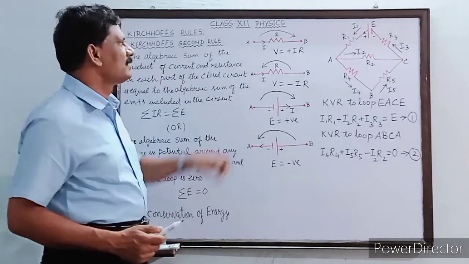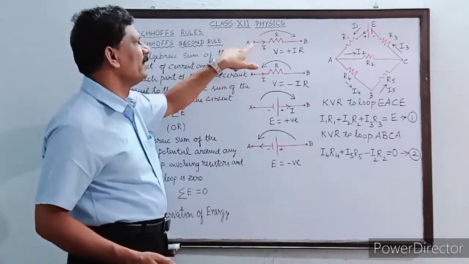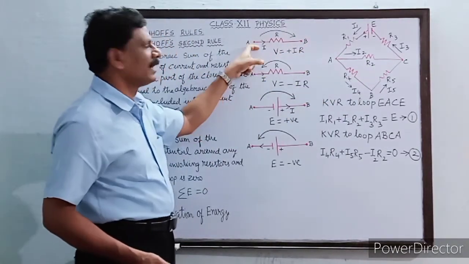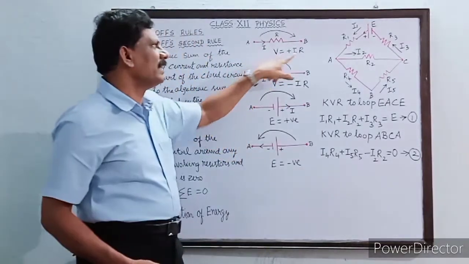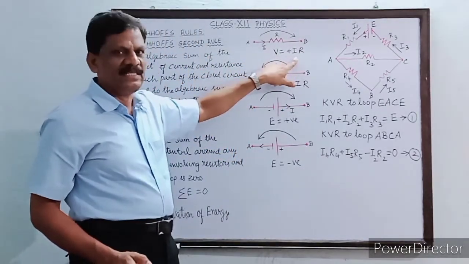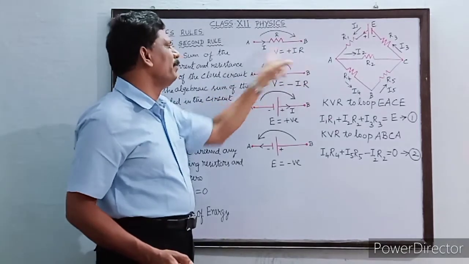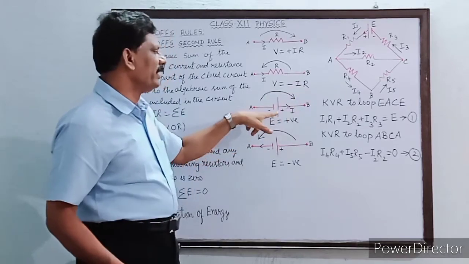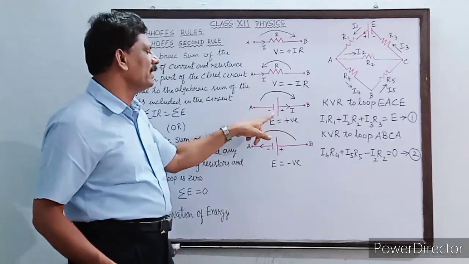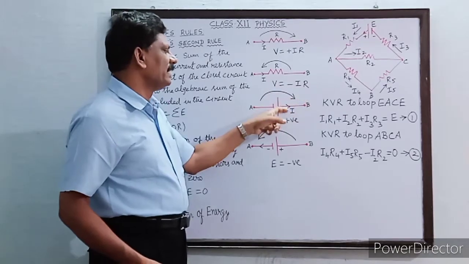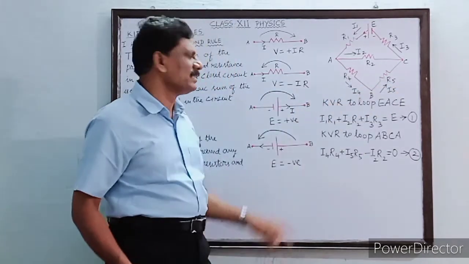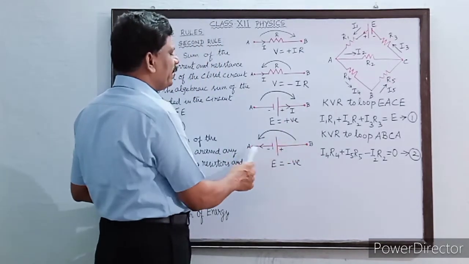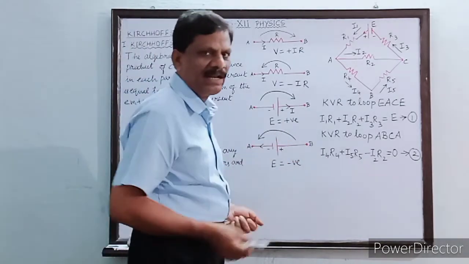Is it not? So the sign conventions, once again I am repeating very fast. When we proceed through any part of the loop from point A to point B, and the current is also flowing in the same direction, then the IR product is positive. Similarly, when I proceed from B to A against the direction of current, the IR product will be negative. When the current is flowing from A to B such that it leaves the positive terminal of the cell, then its EMF is positive. But when the current is flowing from B to A such that it leaves the negative terminal of the cell, then what?